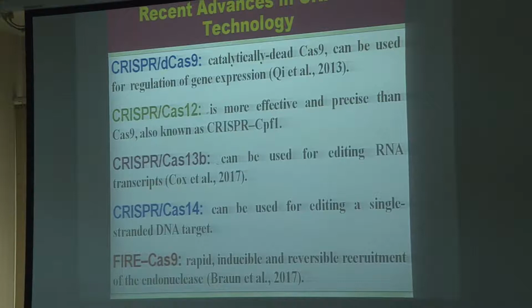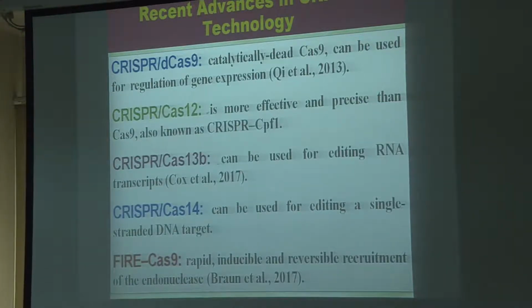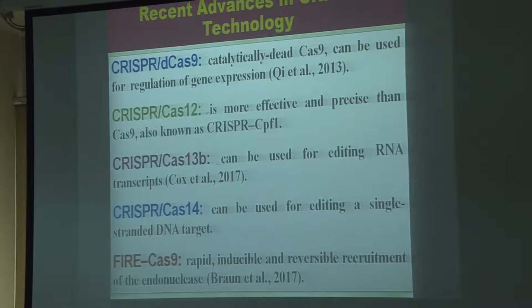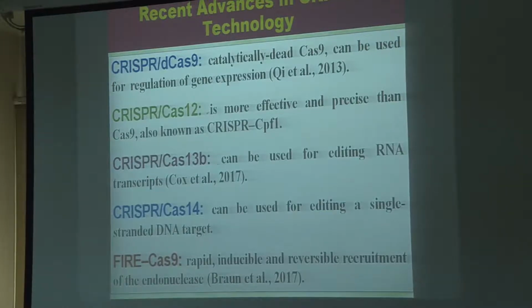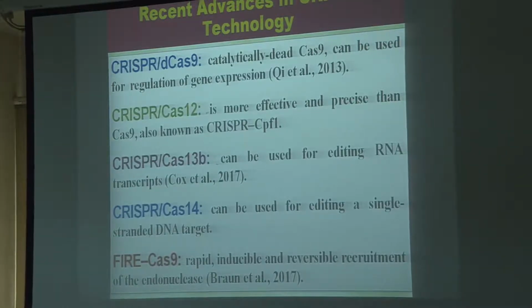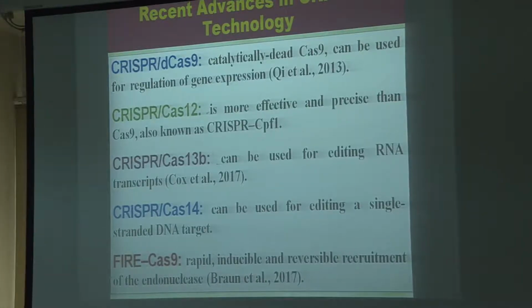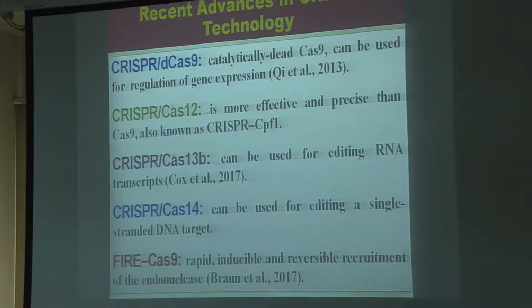So, whenever we need to do editing in, for example, transcriptome editing, we can use Cas13b. And you must also know that there are certain viruses which have single stranded DNA as genetic material. So, if you want to do manipulation or editing there, we can use Cas14, not Cas9 or Cas12.